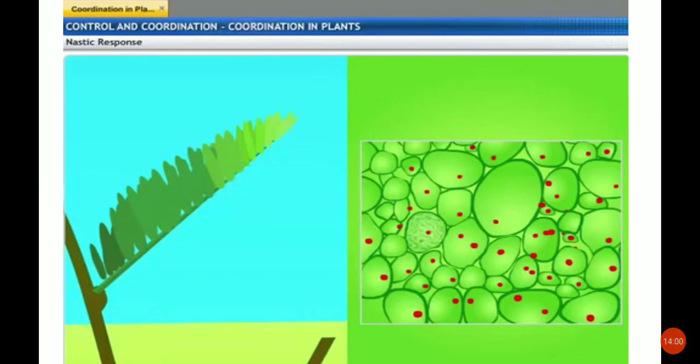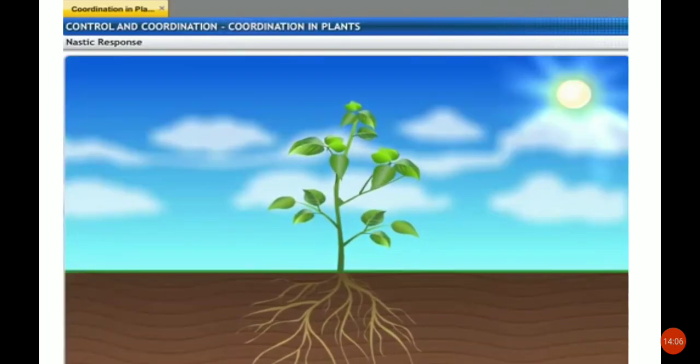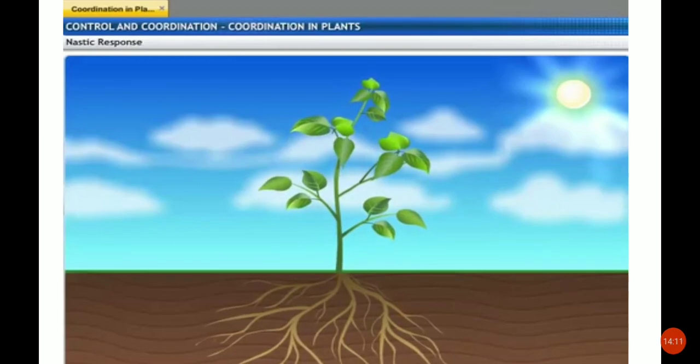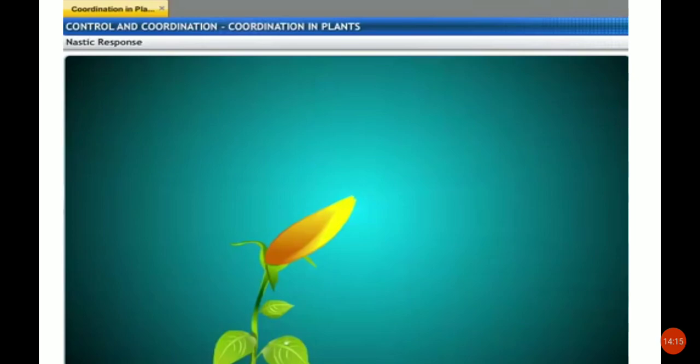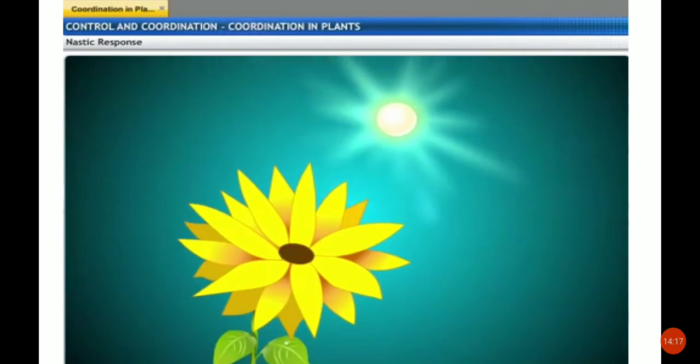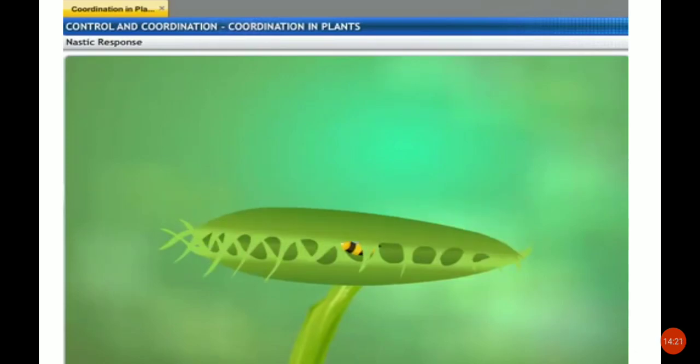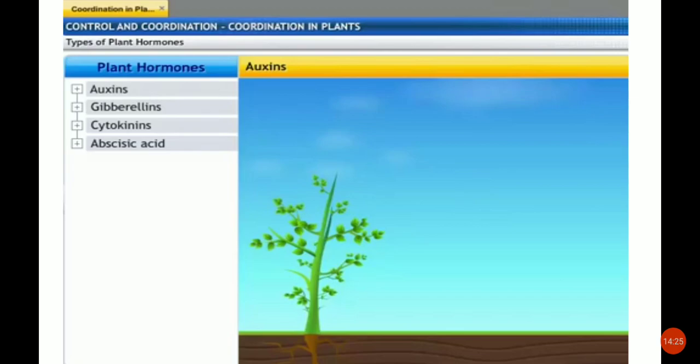This type of response is called nastic response. Unlike tropisms, movements in plants do not occur in the direction of the stimulus. Some other examples are the opening and closing of flowers and the movement of the Venus flytrap. Let's study the different types of plant hormones.